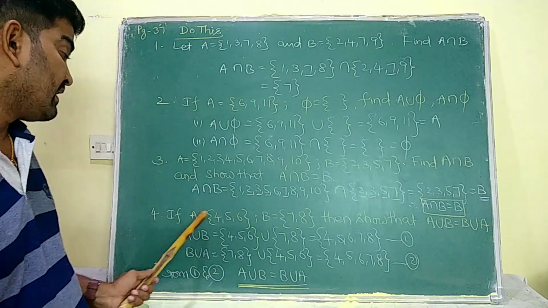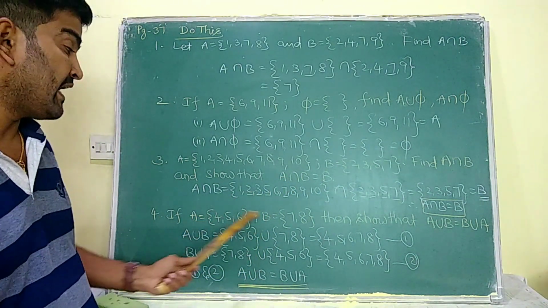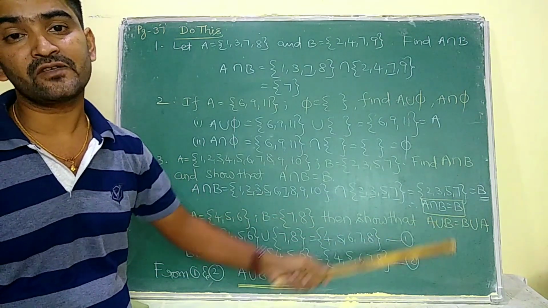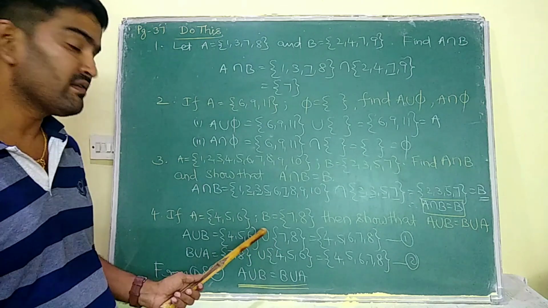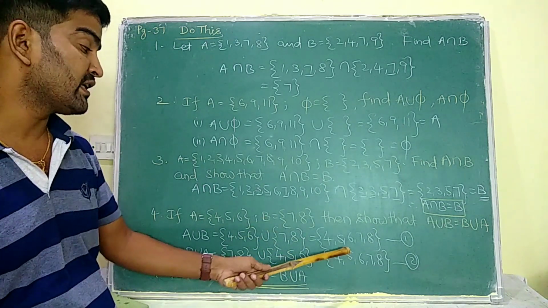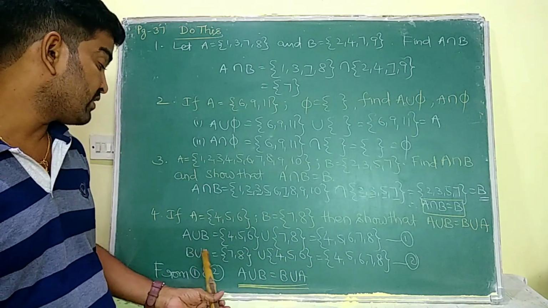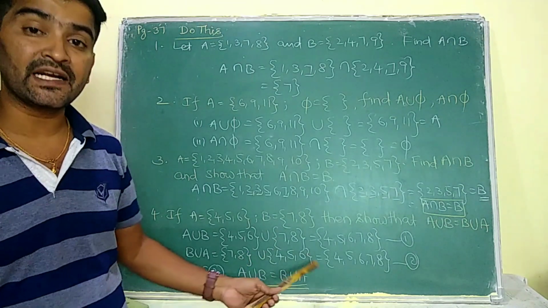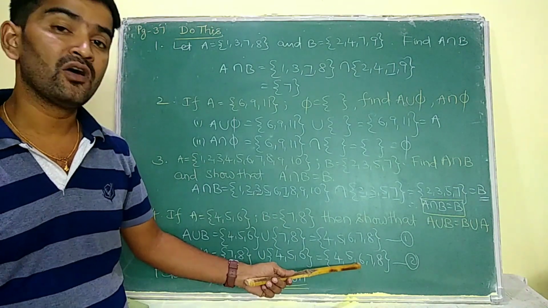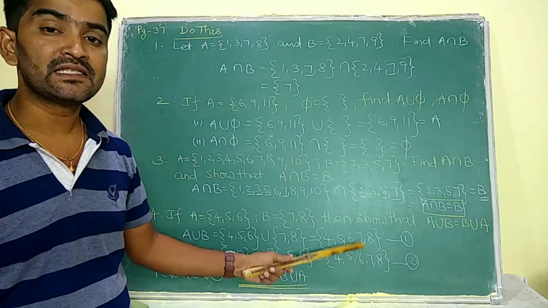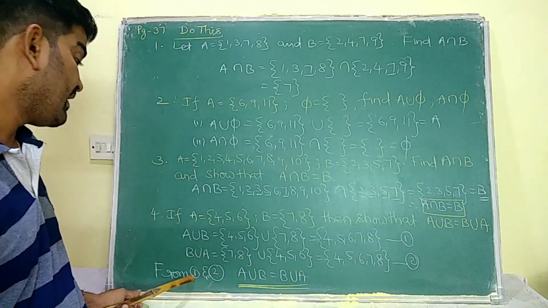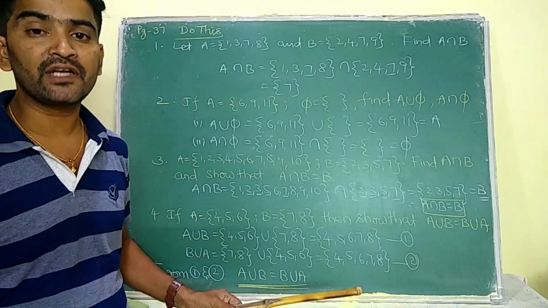Coming to the fourth one, he gave sets A and B and he is asking us to find whether A union B is equal to B union A. So find A union B: write all the elements of A and B together in a new set. Similarly, B union A: write all the elements of B and A in a new set. By observing these two, both have the same elements. That's why A union B is equal to B union A.